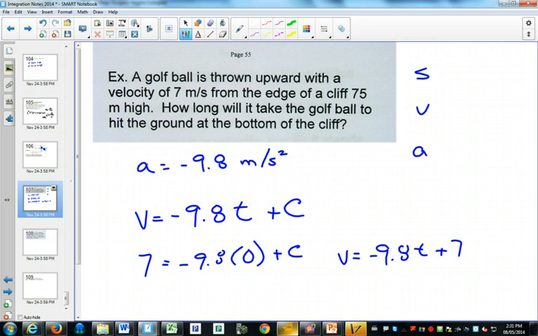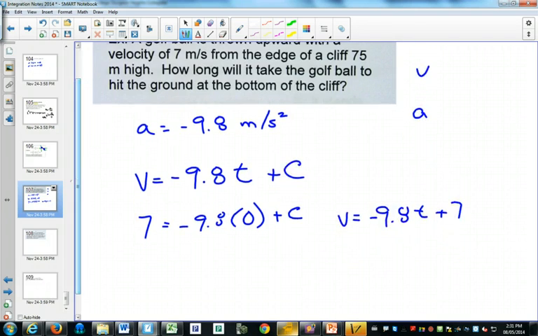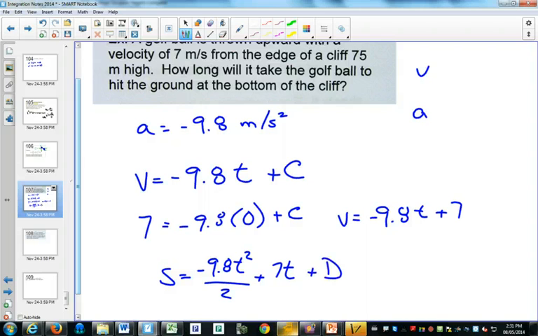How long will it take the golf ball to hit the ground at the bottom of the cliff? Well, now we can look at our displacement formula. If we go back another step, S would equal negative 9.8 t squared over 2 plus 7t plus d. S is displacement. You can use a little d if you would like as well. That's fine.